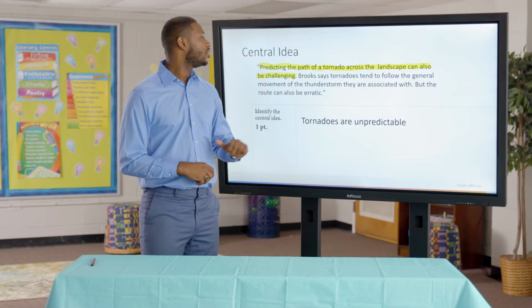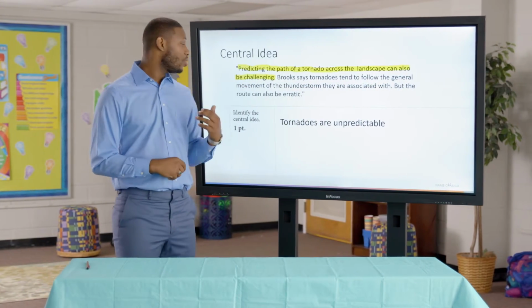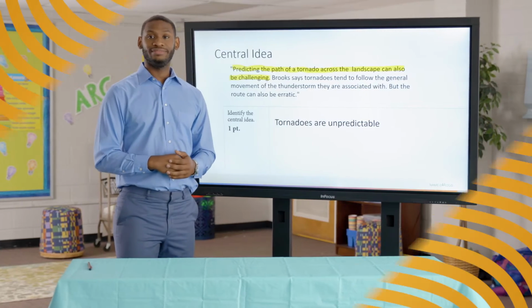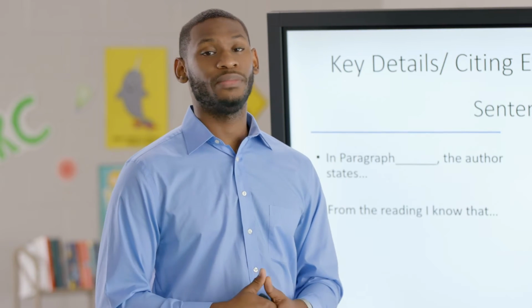So let's look closely into this paragraph here. "Predicting the path of a tornado across the landscape can also be challenging." So I chose this to support my central idea. So I've provided you guys with some sentence stems that will help you to continue to write your objective summary.